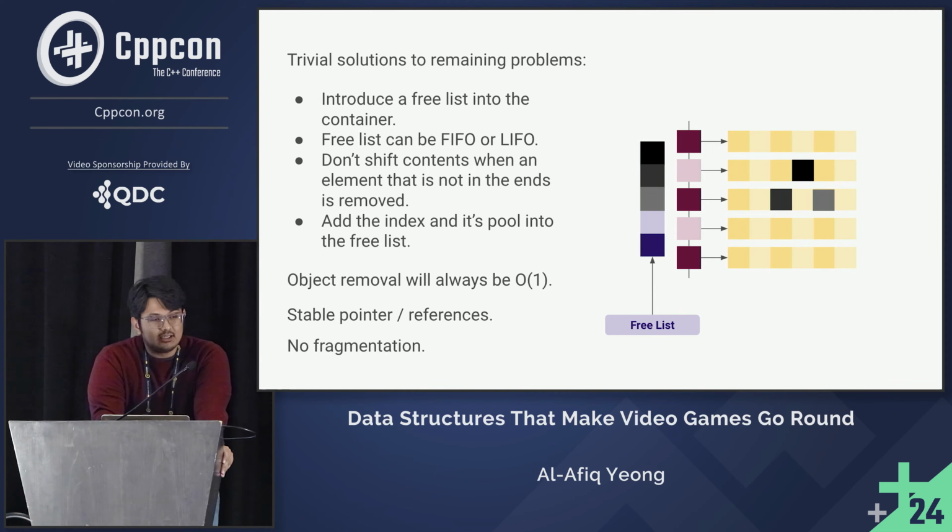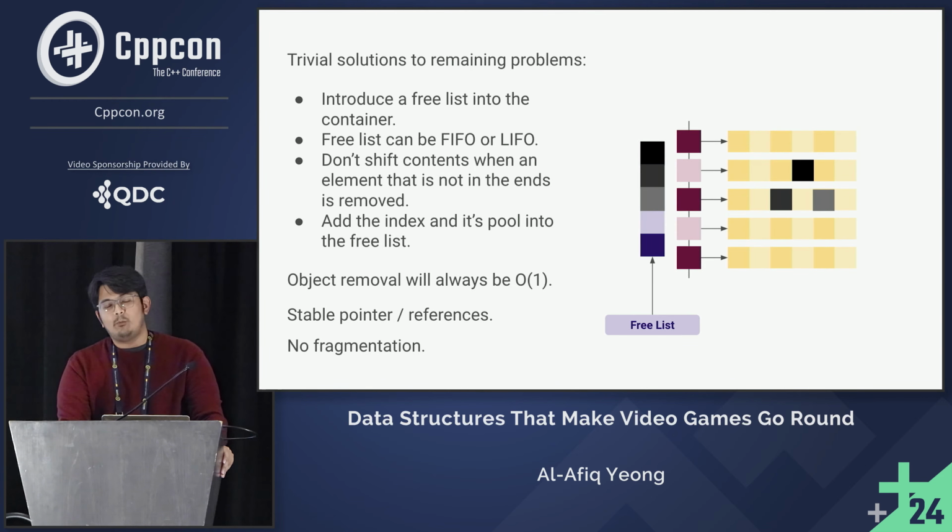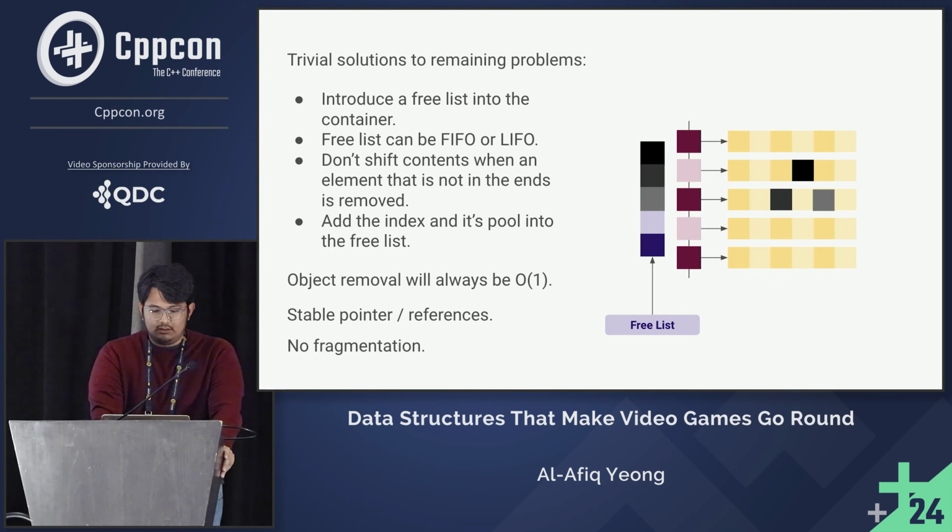And the best part is there is no fragmentation, because the next time you insert into the container, if the free list is not empty, all you have to do is just pop that information out of the free list and assign the object into that slot. So this works. This is great, right? We got all the benefits of vector minus its drawbacks.